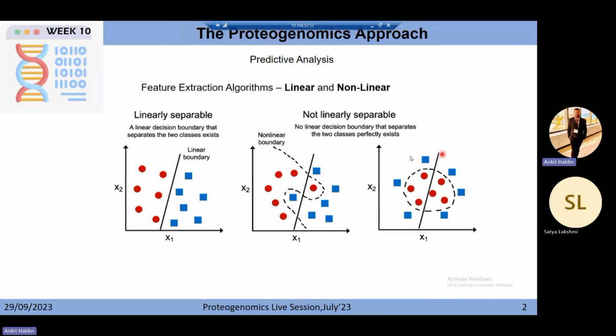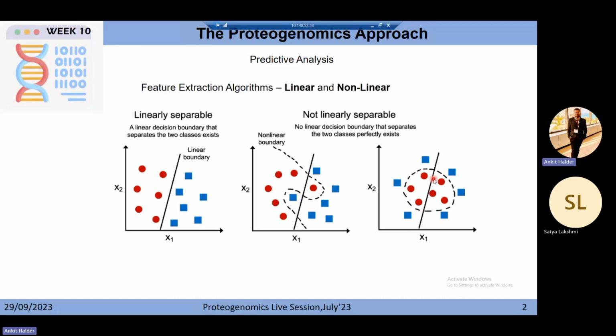If you have to use this kind of boundary to separate the two classes, it is known as non-linearly separable. That means we need a higher polynomial order dimension to separate these kinds of data sets.